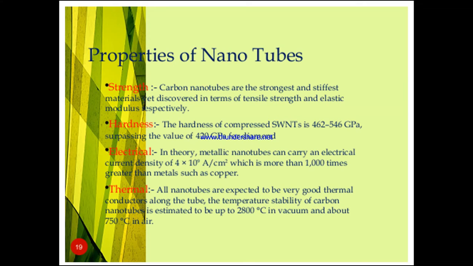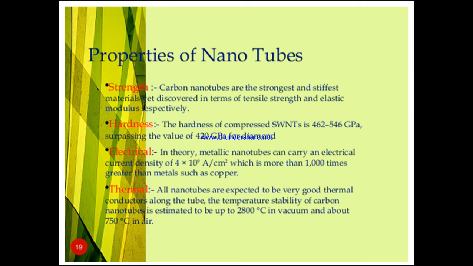Electrical property. In theory, metallic nanotubes can carry an electric current density of 4 × 10^9 ampere per centimeter square, which is more than 1000 times greater than metals such as copper. So it exhibits more electrical current when we compare it with copper.